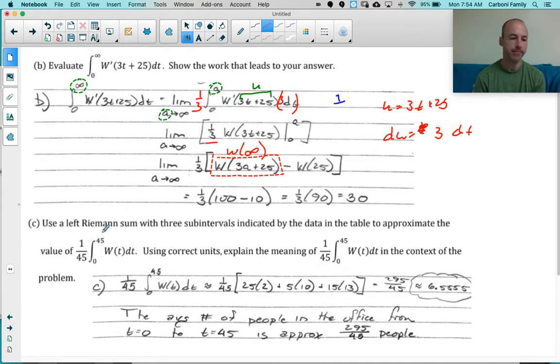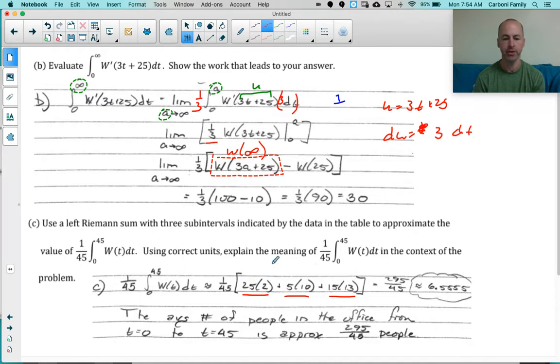Part C, a left Riemann sum. The 3 intervals indicated by the table. So if you are doing a Riemann sum, you absolutely must include each rectangle individually. So it's 25 times 2 plus 5 times 10 plus 15 times 3. And that's coming off the table, which you can look at the work and look at the problem and see the table. The Riemann sum only addresses the definite integral. It does not address the 1/45. So the 1/45 stays there.